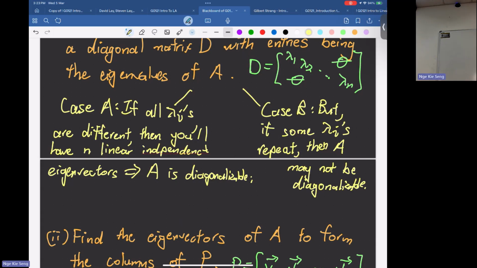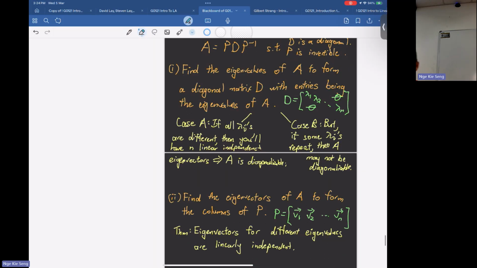Now we will do two examples. One example is you have repeated eigenvalues, but because algebraic multiplicity equals geometric multiplicity, you have enough linearly independent vectors. The second case is you have repeated eigenvalues, but the geometric multiplicity is less than the algebraic multiplicity, so that you cannot form this here. Let's try these two examples now.